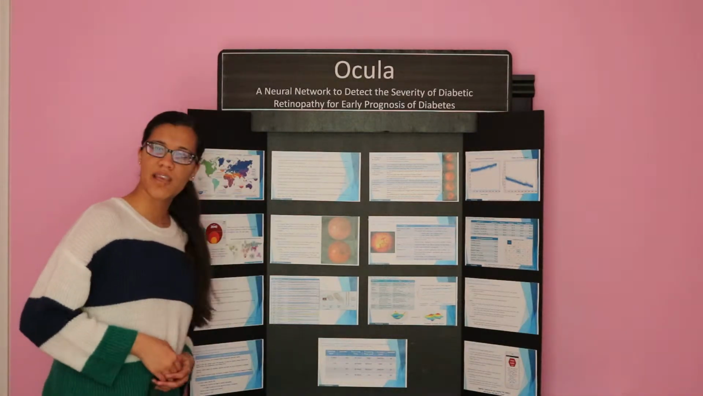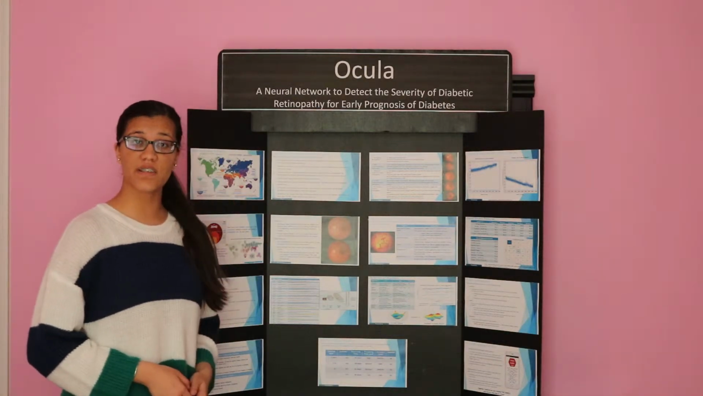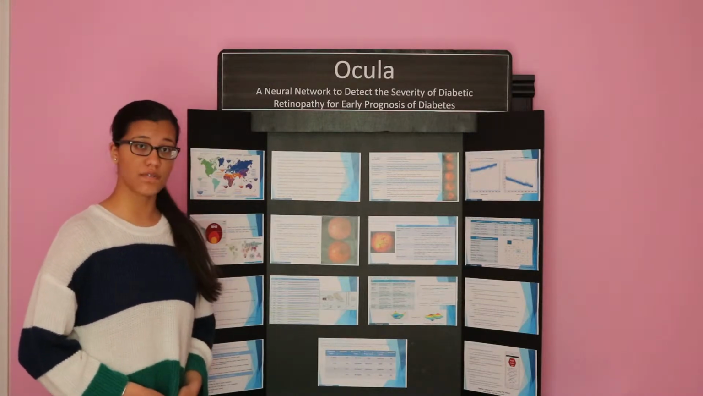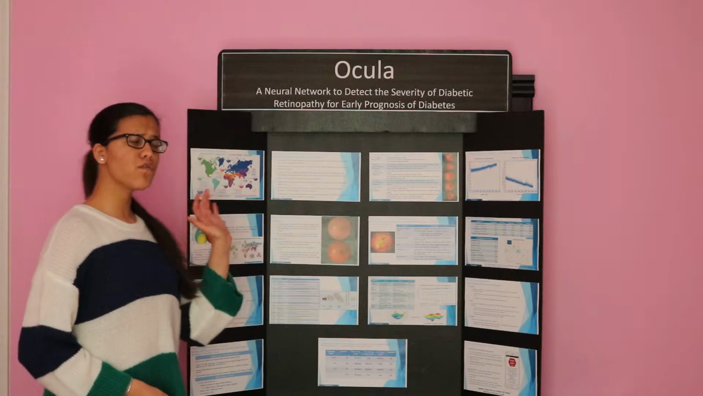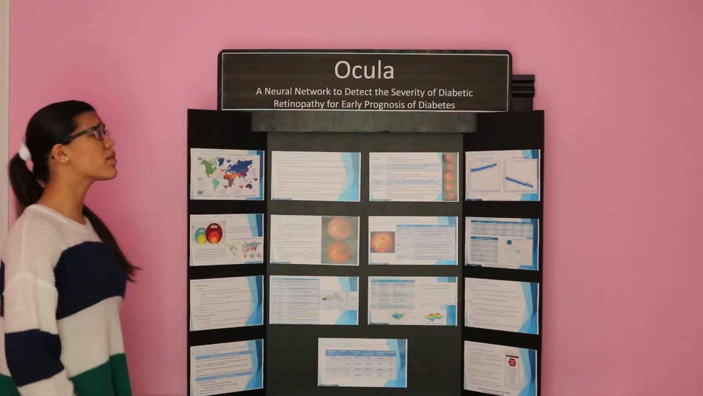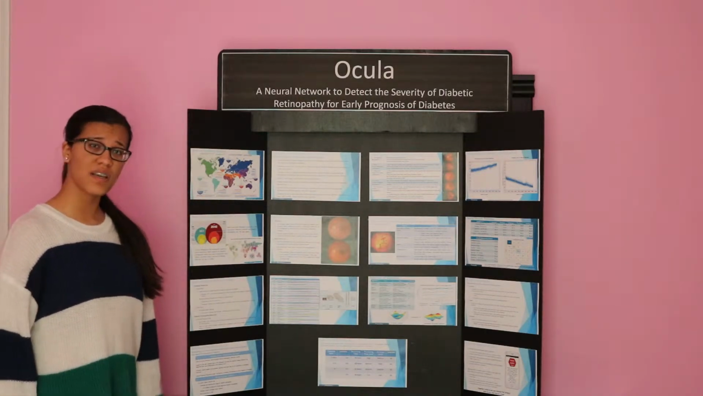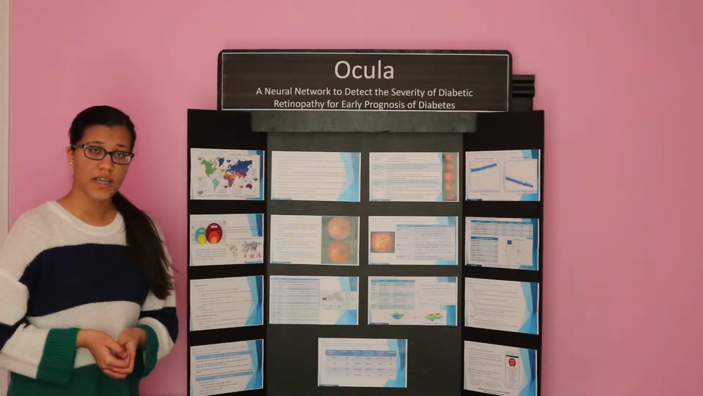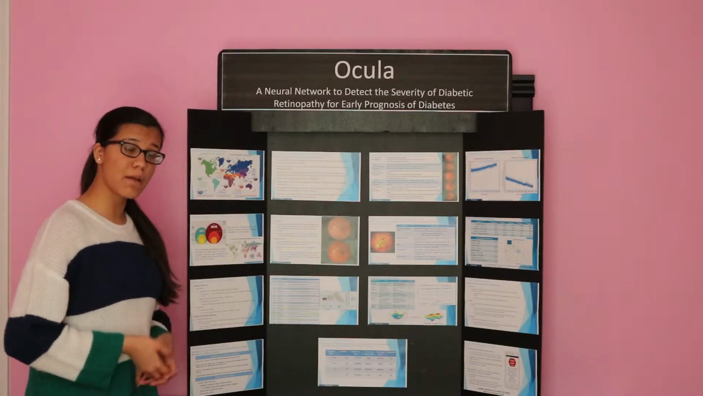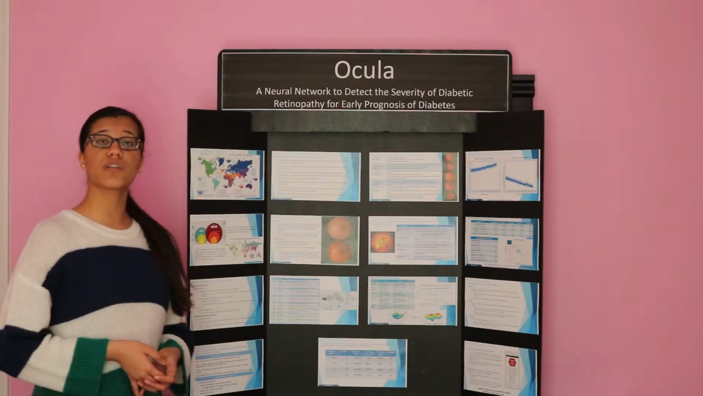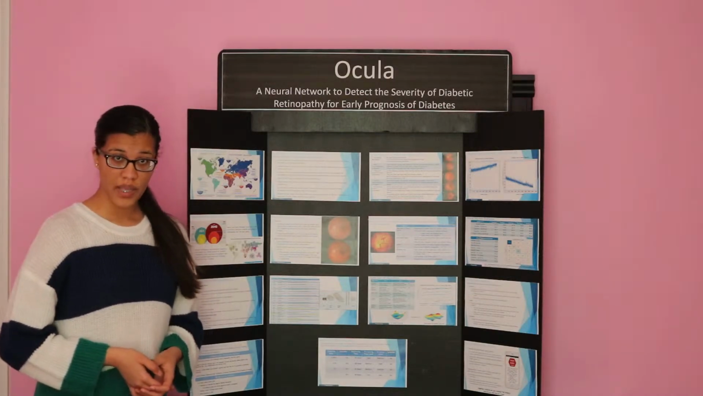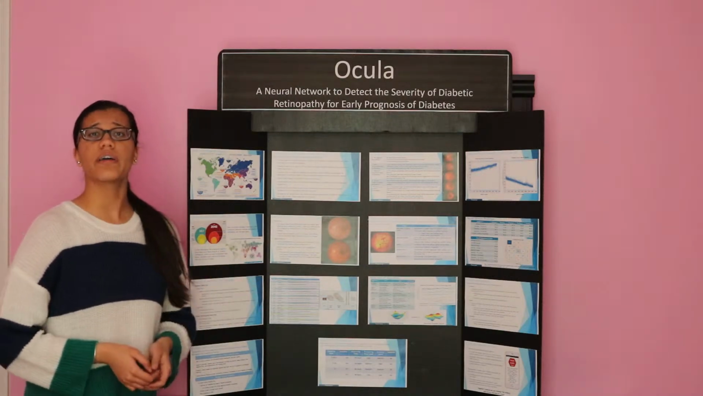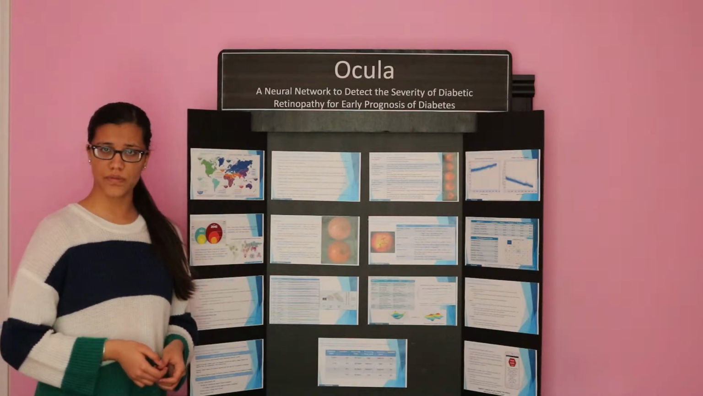This is Ocula, a neural network to detect the severity of diabetic retinopathy for early prognosis of diabetes. 415 million people across the world have diabetes. This ranges from those in developing countries as well as developed. Diabetes is a worldwide epidemic, and currently the only solution is detection and not cure. Therefore, it is crucial that we find an early and affordable diabetes detection solution.